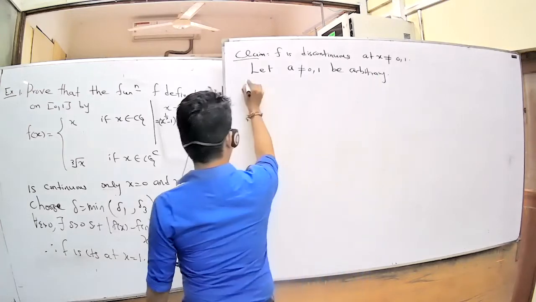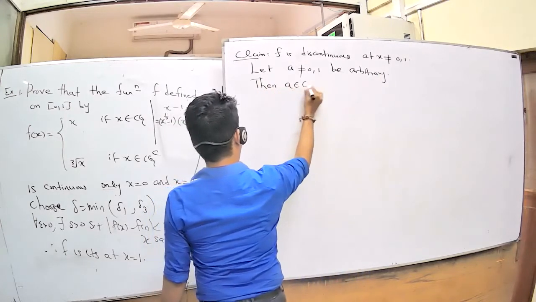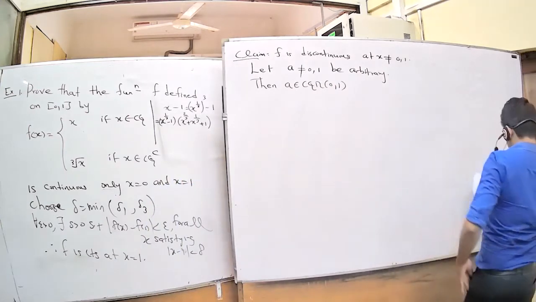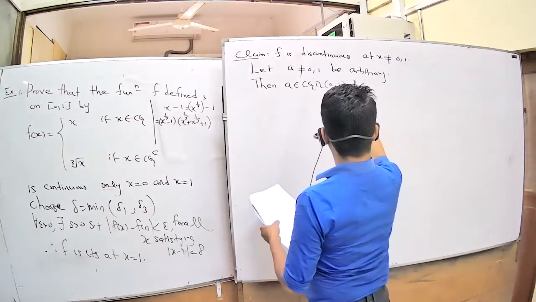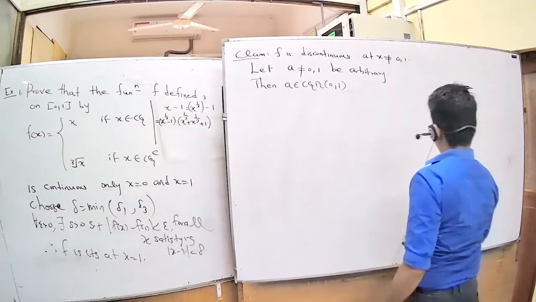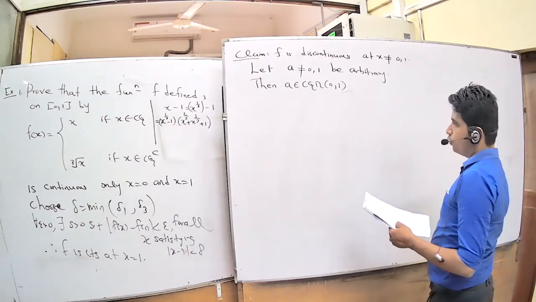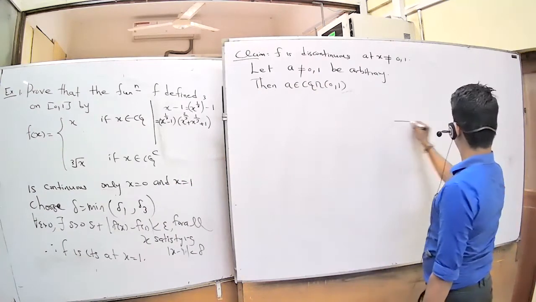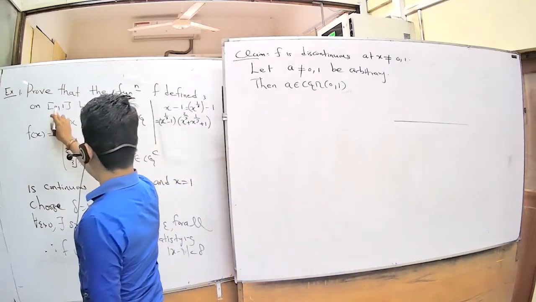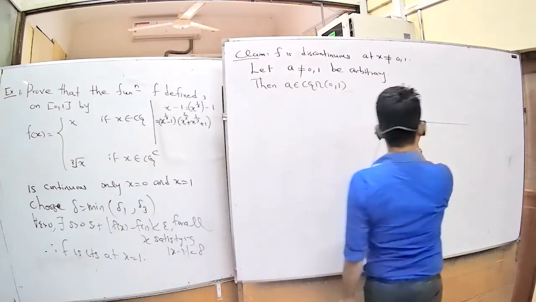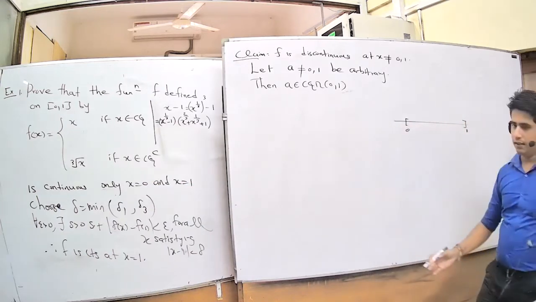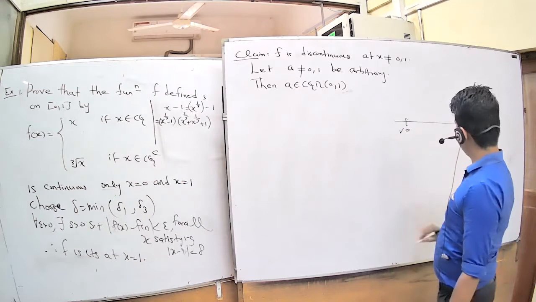Right. Then a belongs to the rational numbers intersection (0, 1). We take the intersection with the interval, and there are two possibilities. Here, because of your interval, you want to show that the function exists on 0, 1. But at those two points you already proved that the function is continuous.